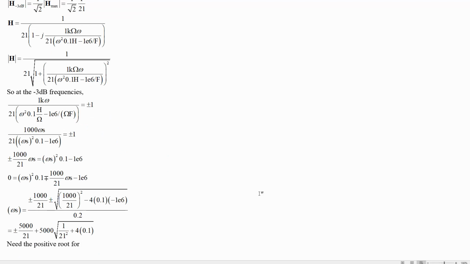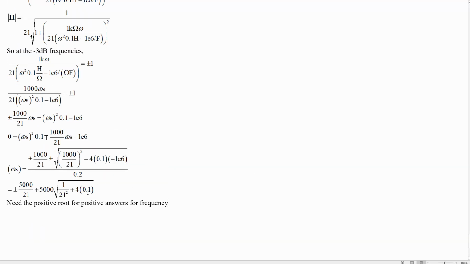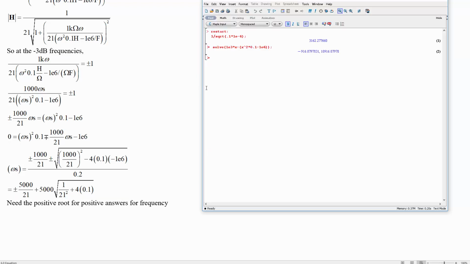Need the positive root for positive answers for frequency. So if we've done everything right, then we've got this term plus or minus this term, which means that this should end up being the center frequency, and these terms should be the difference from there to the edges of the bands. So let's check.